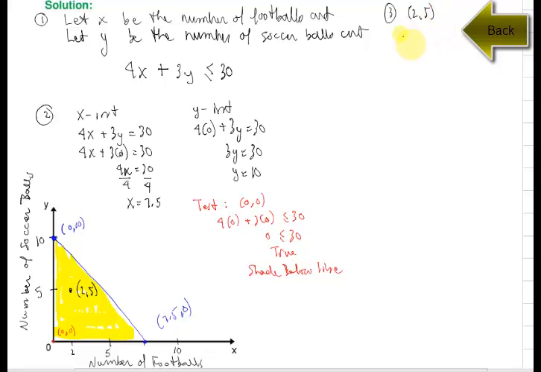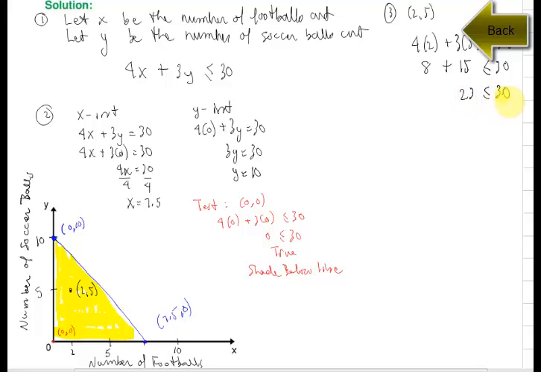And so one possible, well actually why don't I just work it out first. Okay, so we're going to go 4 times 2 plus 3 times 5 is less than or equal to 30, so I get 8 plus 15 less than or equal to 30, and so I get 23 is less than or equal to 30. So is that true? Well, 23 is less than 30, so that's true.